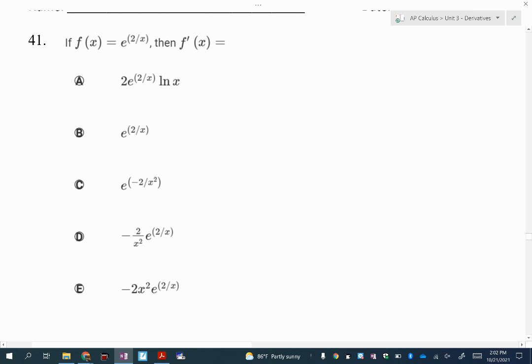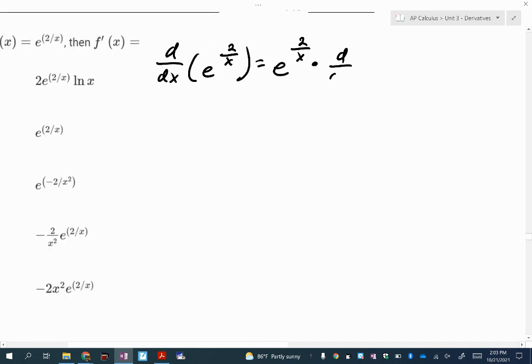So I'm going to find the derivative of this. Again, we've been doing this a couple of times now. Here's how you do it. So d dx of e to the 2 over x power is going to be e to the 2 over x times whatever the derivative of 2 over x is.